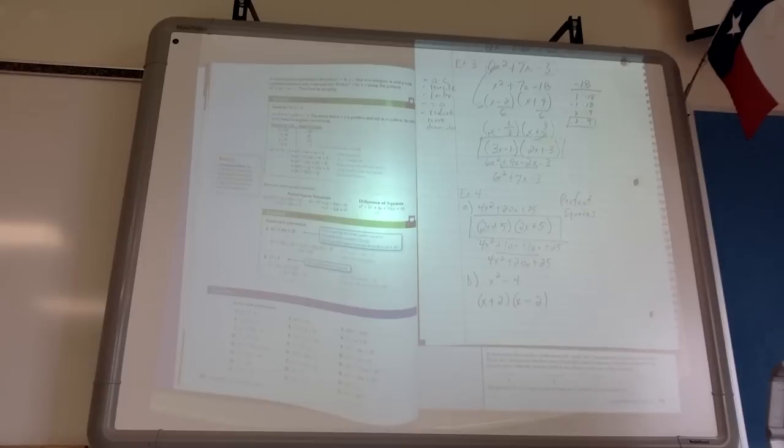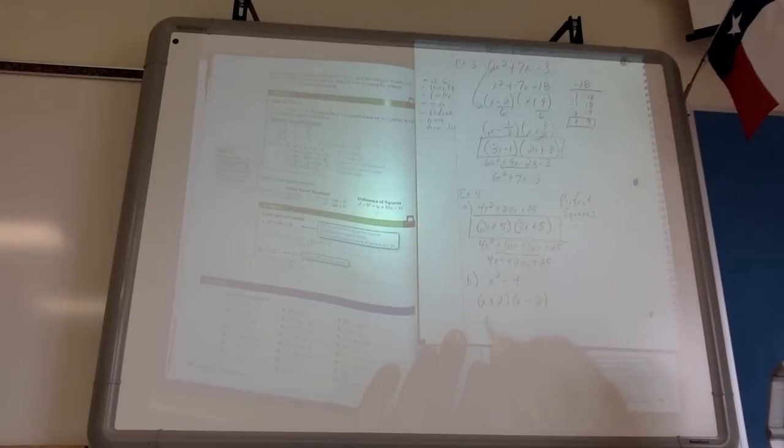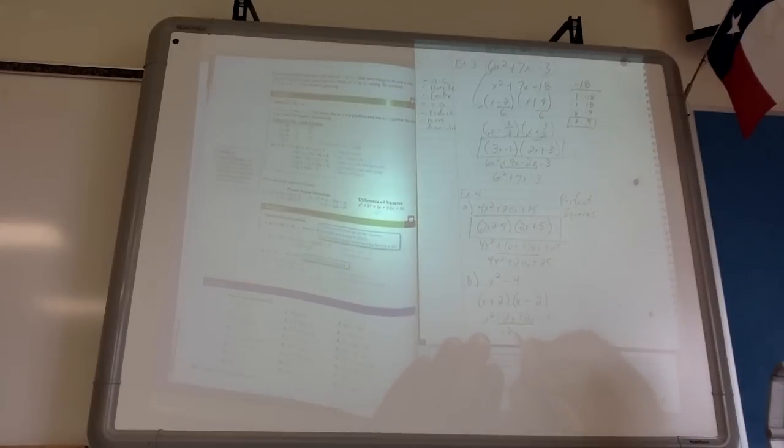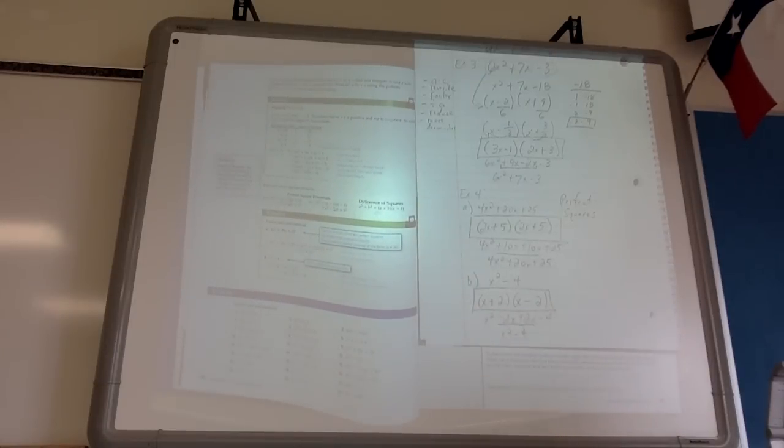Now let's check and see if that's my answer by FOILing. First terms, x times x is x squared, outer is negative 2x, inner is positive 2x, last is negative 4. What do you notice about your middle terms right here? When I add negative 2x and positive 2x, they cancel out. And I am left with x squared minus 4, which is exactly where we started. And so there are my factors of x squared minus 4. So it's kind of nice if you can recognize a pattern.